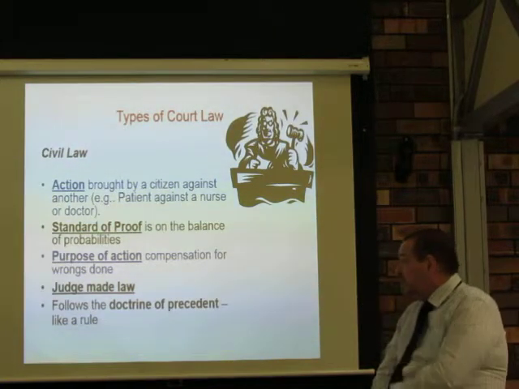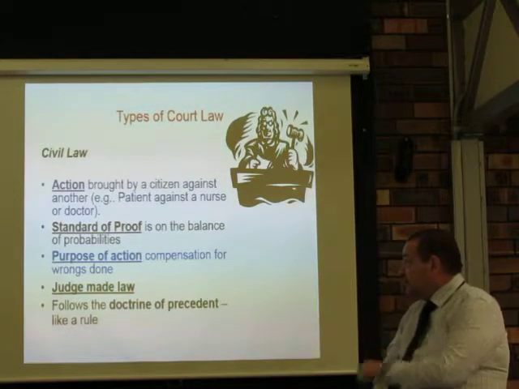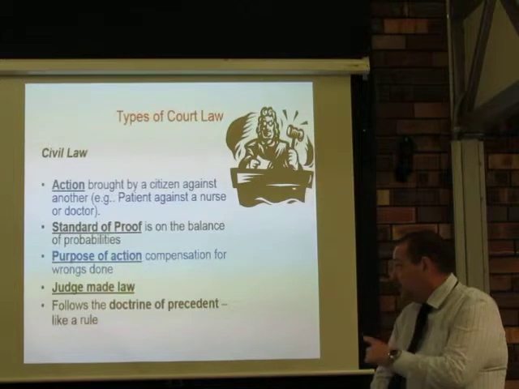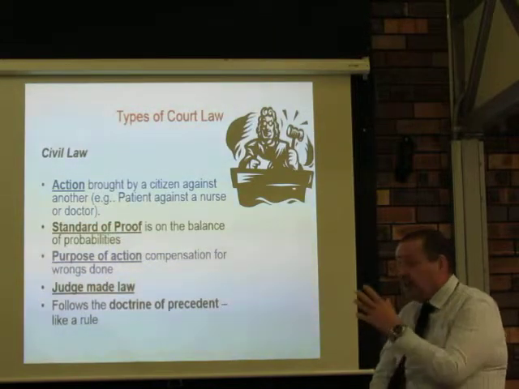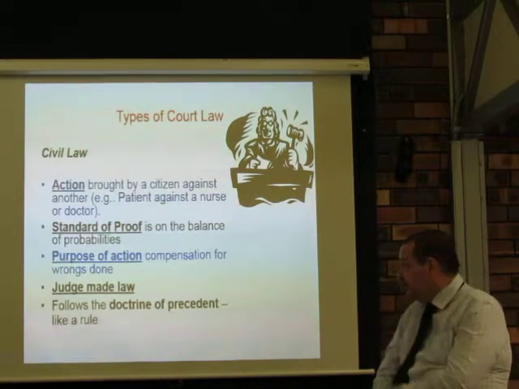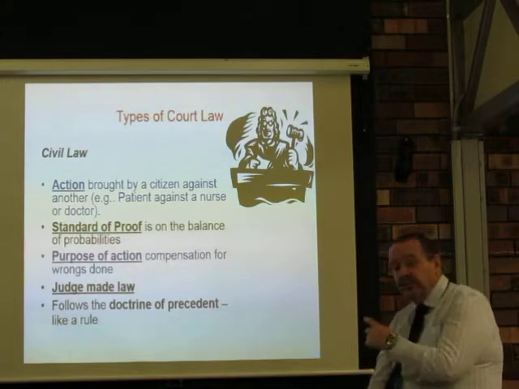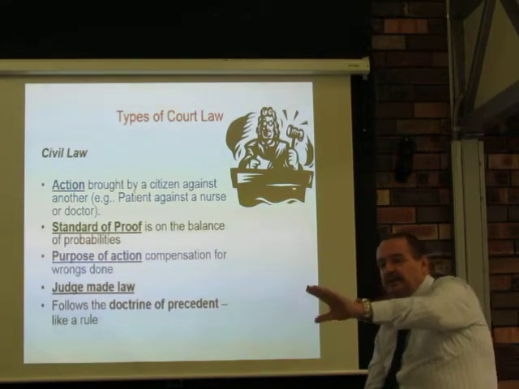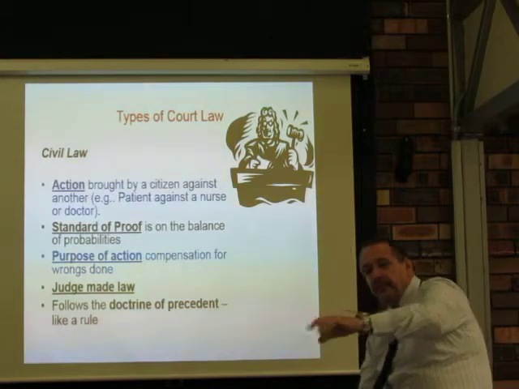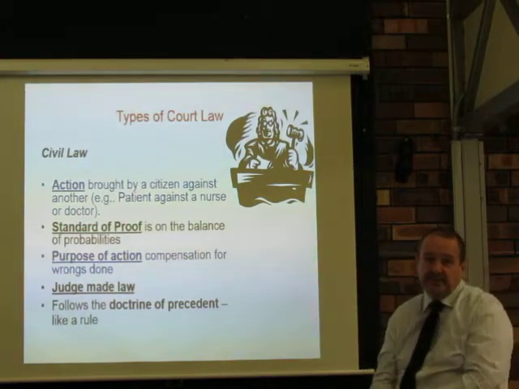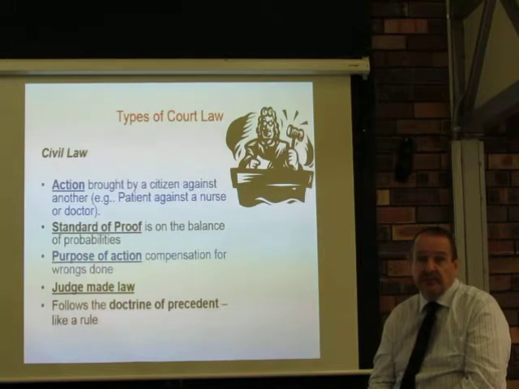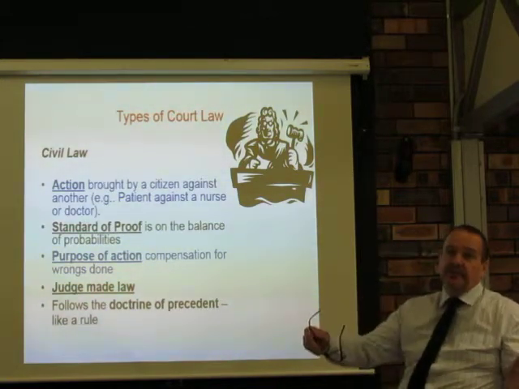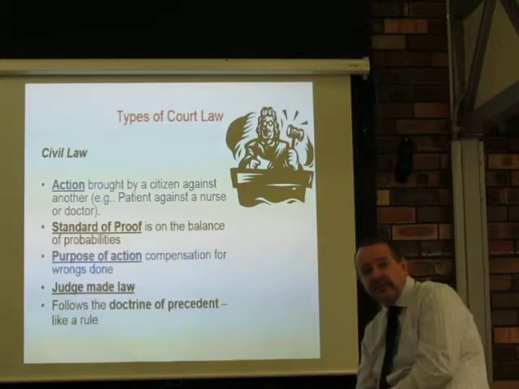And as I mentioned, the purpose of the action is the compensation for wrongs done. And it's judge-made law that decides that. So it follows the doctrine of precedent. So if you're determining the balance of probabilities, they will look at other cases. What's happened in the past is precedent for what's happening now, and if it's a different decision, that will set precedent for the next time it happens.